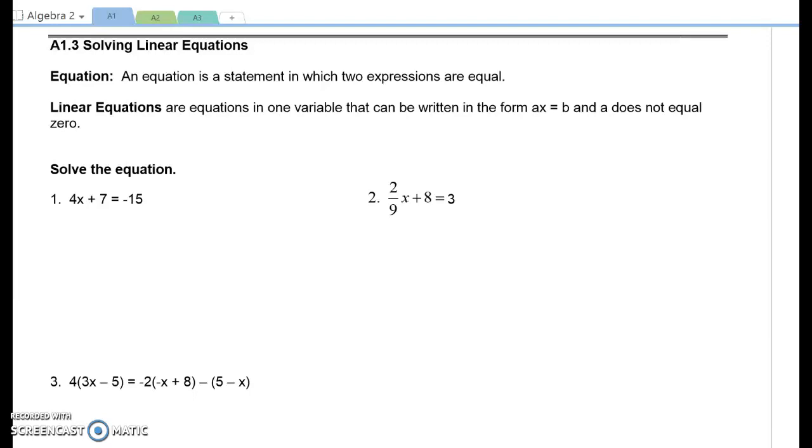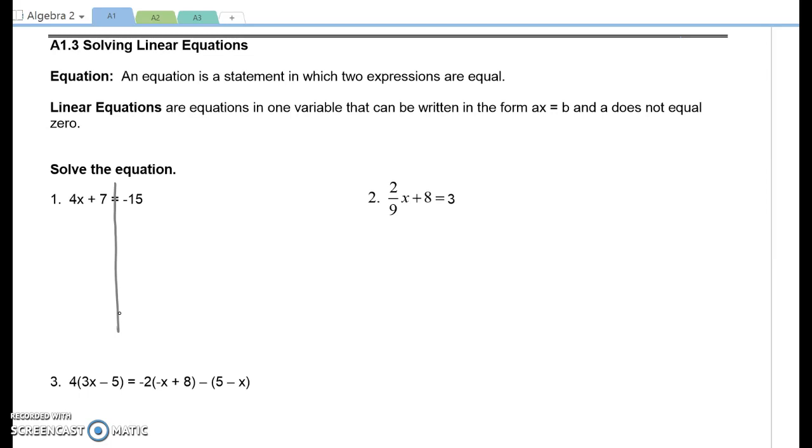Today we're going to review solving equations. Equations are two expressions that are connected with an equal sign because the two expressions have the same value. And just to remind you, I don't think I need to, but with an equation, whatever you do to one side of the equation, you must do to the other side.